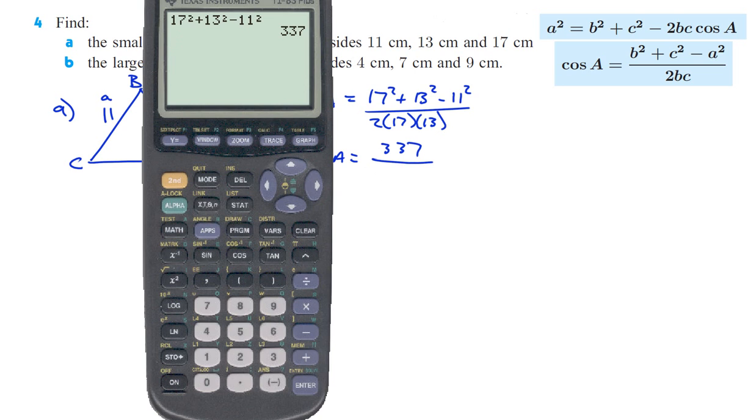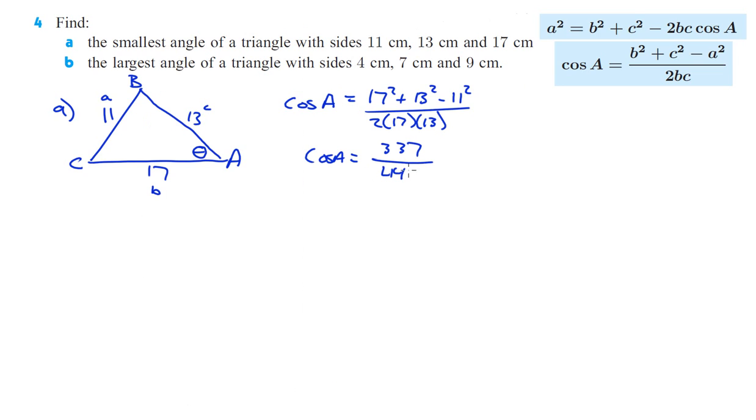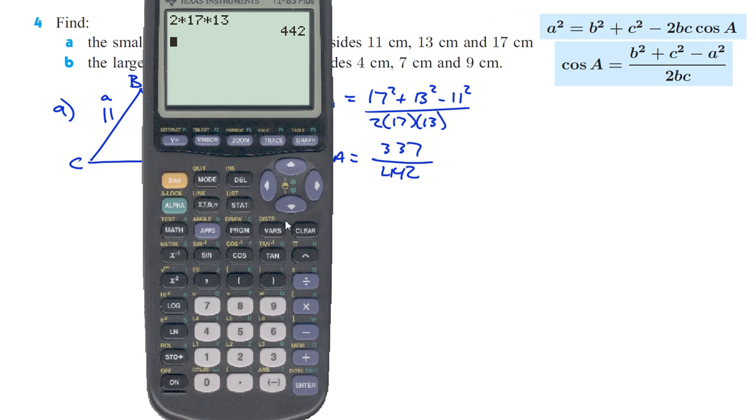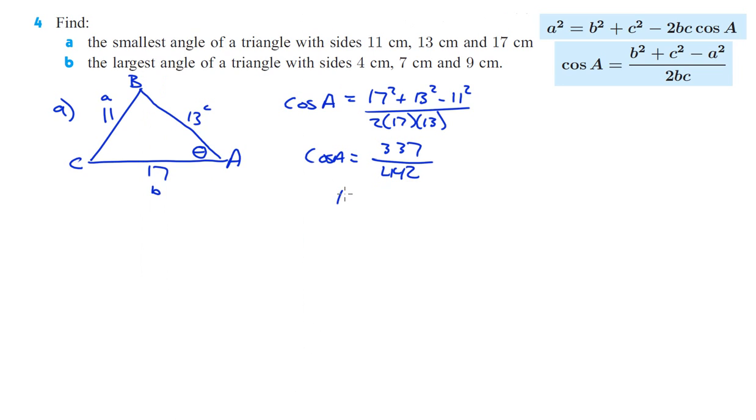And then on the bottom we'll do 2 times 17 times 13. Okay, and that gives us 442. So we'll figure that out there, and we are finding an angle, so we'll do secant cosine of 337 divided by 442. Gives us 40.31, so we'll call that 40.3. So A equals 40.3 degrees. Okay, so that's the smallest angle.